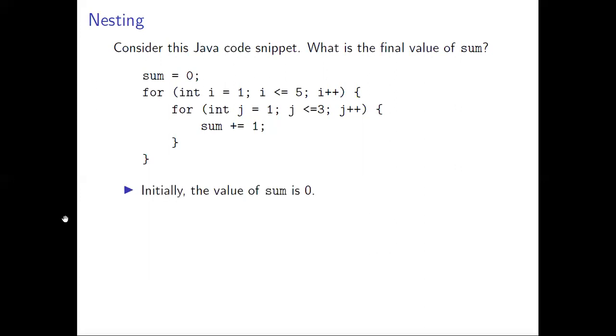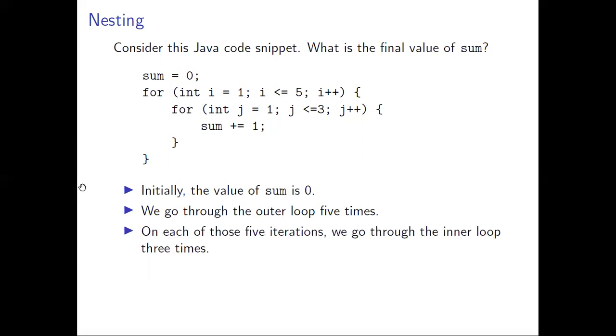So here's my reasoning. Initially the value of sum is 0. We go through the outer loop 5 times. How do we know that? Because we start from i equals 1 and we go through while i is less than or equal to 5. So it's a total of 5 times that we go through the outer loop. Now on each of those 5 iterations, we go through the inner loop how many times? 3 times, because the inner loop starts from 1 and goes through 3.